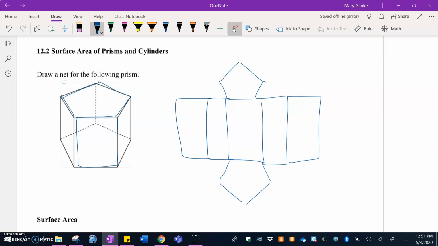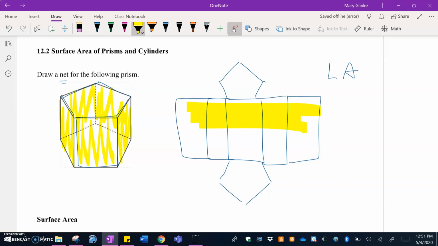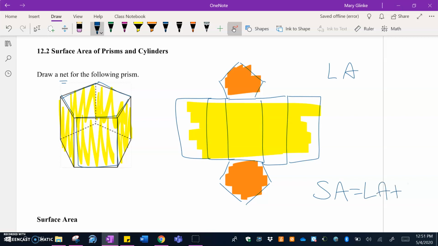Now, prisms have two different parts to their surface area. They have something called the lateral area. The lateral area is the area of all of the lateral faces. The lateral faces are all of the non bases, basically, all the way around. That would be this part right here. The total surface area takes the lateral area and includes the area of the bases. So that would be the total surface area. That's the lateral area plus the two bases.